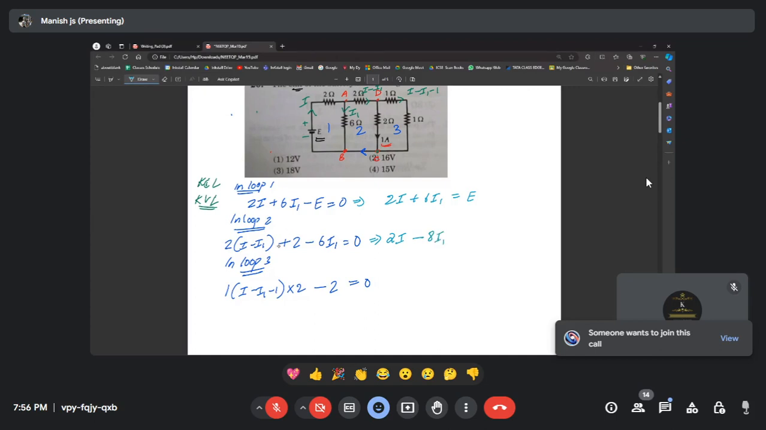Minus 8I1. And then you have plus 2. I'm taking it to the other side, it becomes minus 2. So the constant terms, I'm writing them separately. Okay. So this will be the simplified version of the second loop equation.